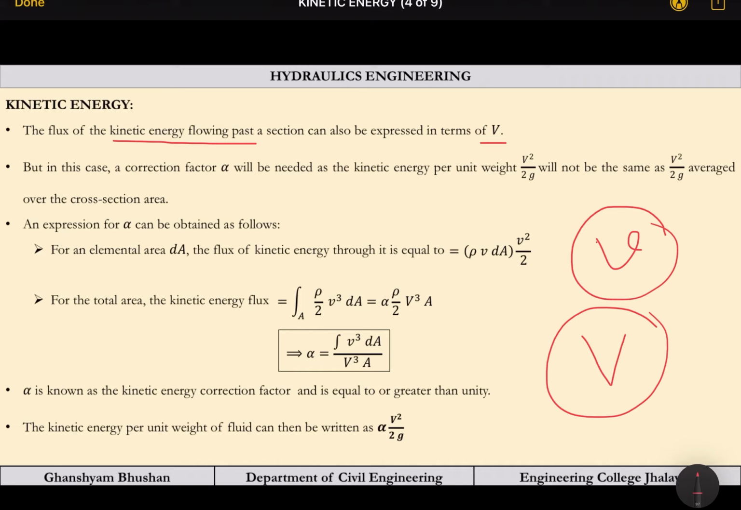But in this case, a correction factor alpha will be needed, as the kinetic energy per unit weight, that is mean velocity square by 2g, will not be the same as v square by 2g averaged over the cross section. So you have to understand, actual kinetic energy will be in terms of v, but we are converting it into mean velocity. So the head given by this velocity and the head given by mean velocity will not be the same. So we have to apply a correction factor. That correction factor is nothing but the alpha, that is the kinetic energy correction factor. But how to calculate that, we are going to see.